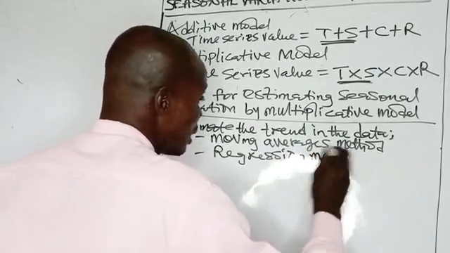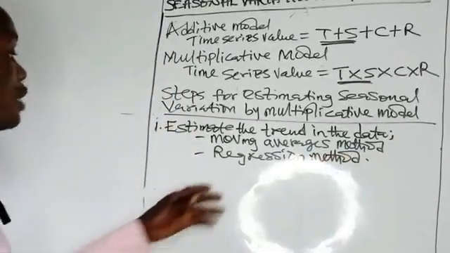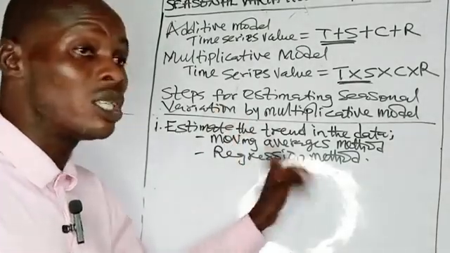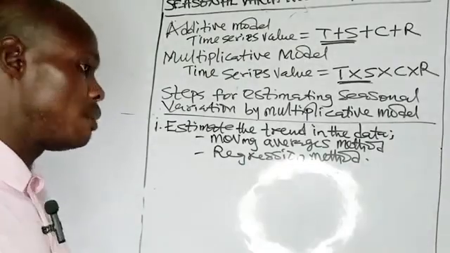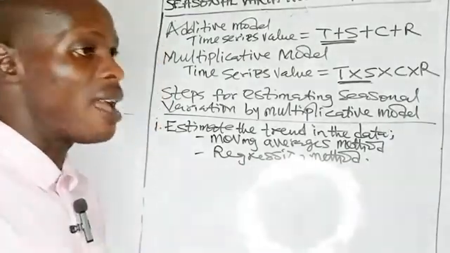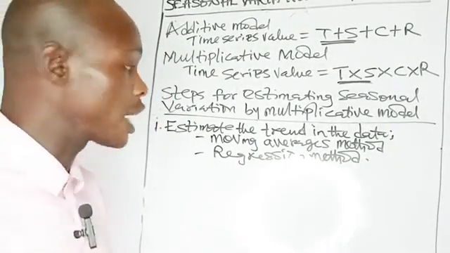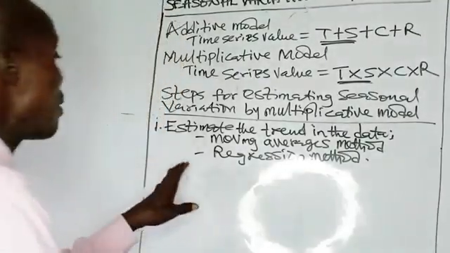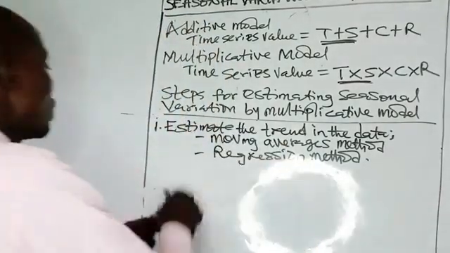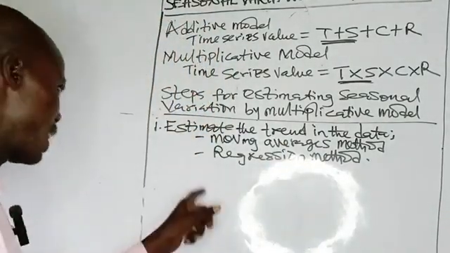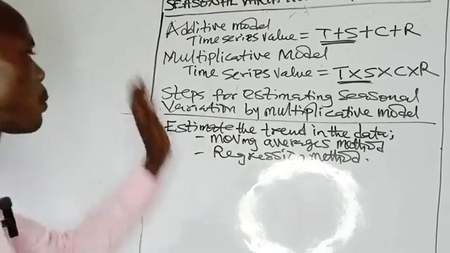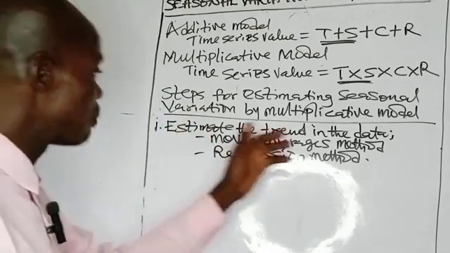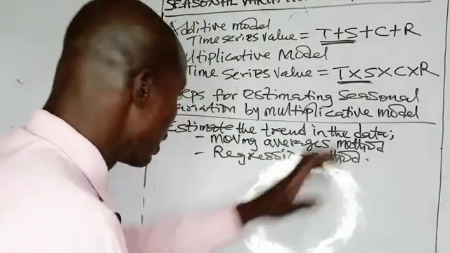Under the regression method, sometimes you'll be given the equation, and where the equation is given, you can use that equation to estimate the trend. You may be given y equal to 5 plus 3x, or any equation. So when you are given those equations, use the equation to estimate trend, or you go by the full procedure in estimating trends, such as the moving averages method and the regression method.